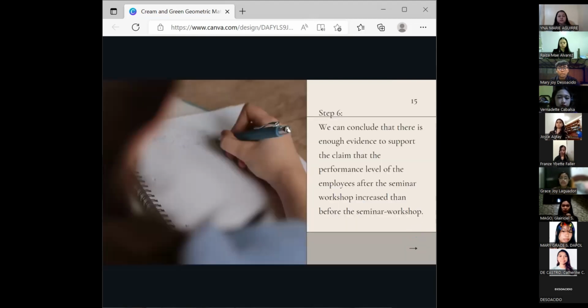Step 6, the conclusion. Through the graph saka sa mga computation, we conclude that there is enough evidence to support the claim that the performance level of the employees after the seminar workshop increased than before the seminar workshop. Next.